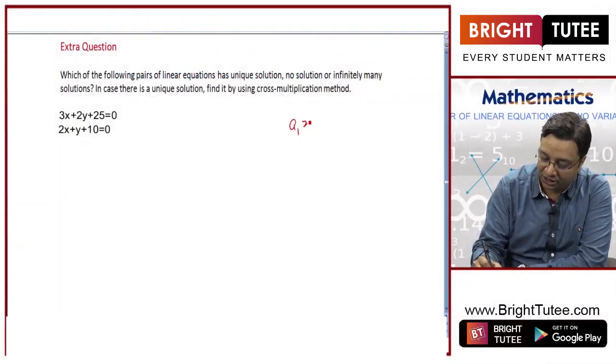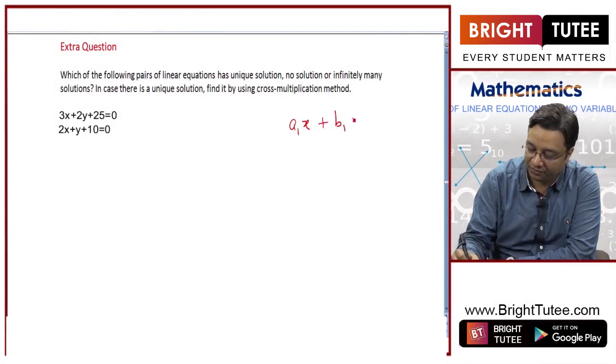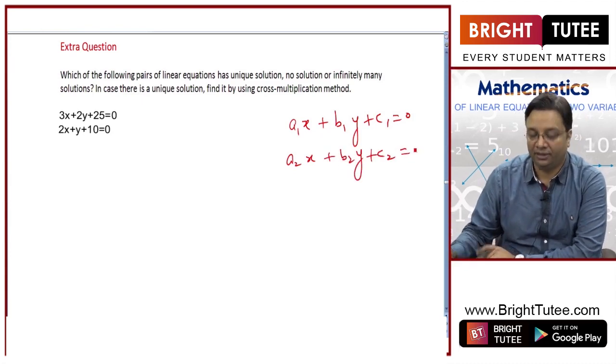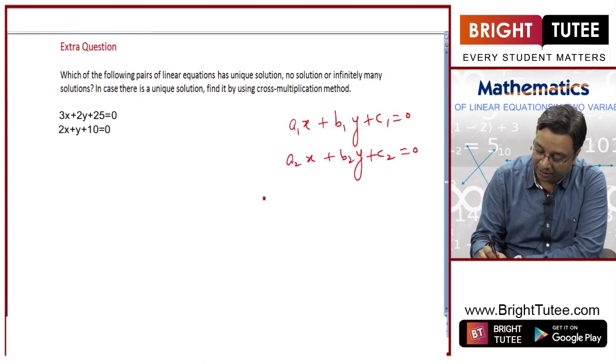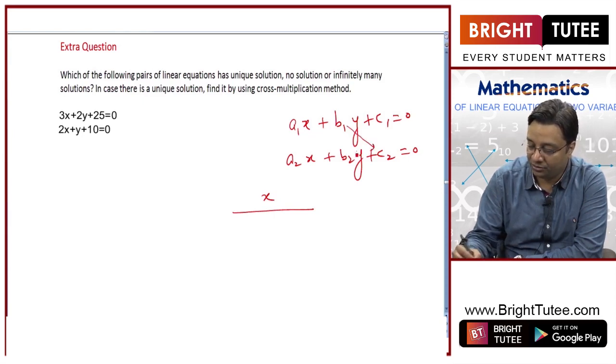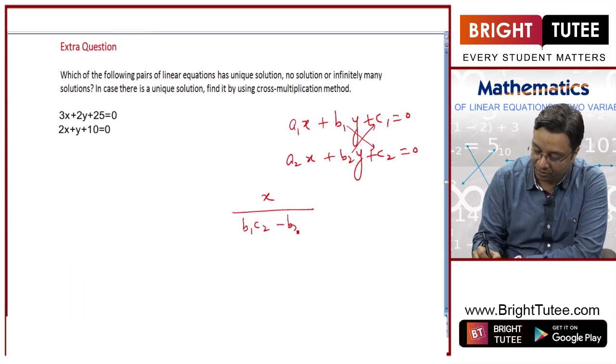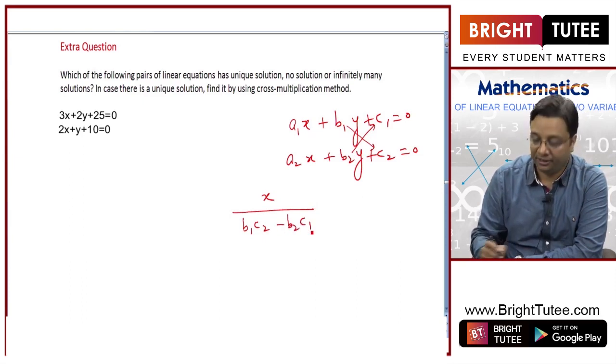If you have got two equations like this, a1x plus b1y plus c1 equals 0, a2x plus b2y plus c2 equals 0, then in the cross multiplication method, you will write x here and then multiply b1 with c2, b2 with c1. So, you will write b1 c2 minus b2 c1 here.